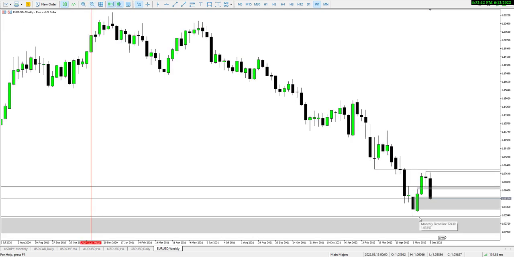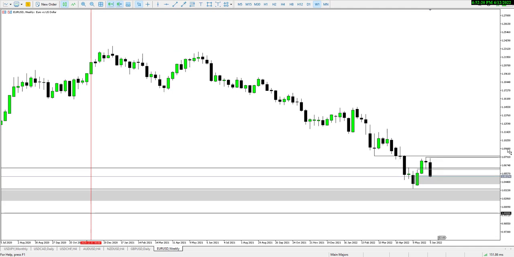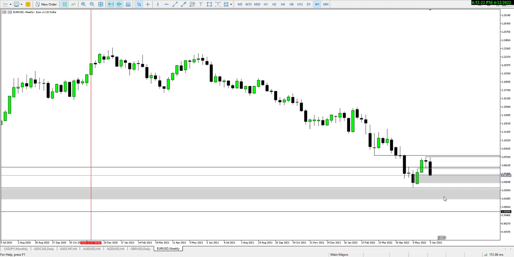Now on the weekly chart, remember our draw on liquidity is the 1.03357. That's our draw on liquidity, our first initial draw. The second initial draw is right around 1.01855. That's when we'll fill up that imbalance on the monthly chart.